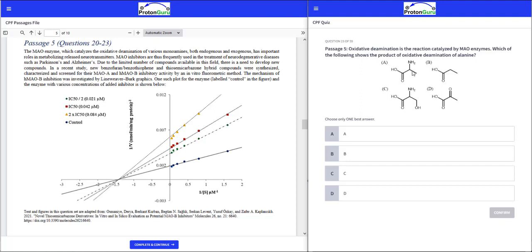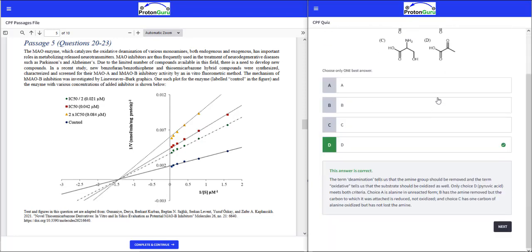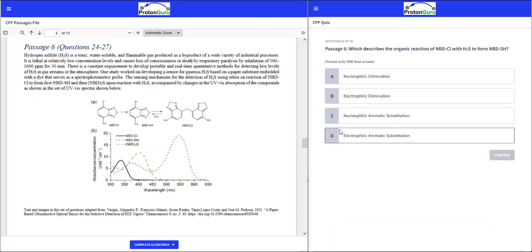So this is alanine. If we look at the site where the nitrogen is attached, in this potential product, you've got a hydrogen there instead. Adding hydrogens is reduction. Here we've put 2 bonds to oxygen. That's oxidation. And choice D then would be the correct answer for deamination, losing the amine, and oxidizing at the same time. So here we are at passage 6, covering questions 24 through 27.